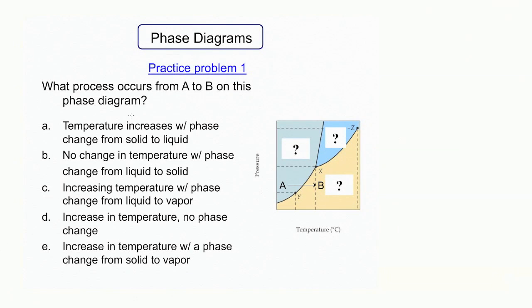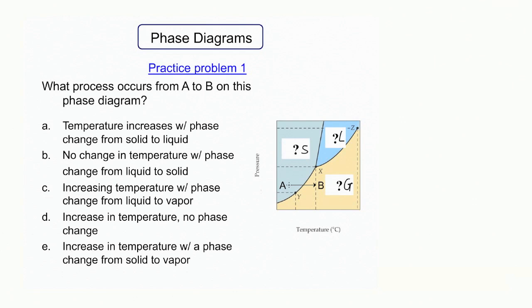Here's the question. What process occurs from A to B on this phase diagram? Now, let's take a look at this picture. I have 3 question marks for you. And I expect you to know which region is solid phase, which region is liquid phase, which region is gas phase. Apparently, based on what we learned in the previous 2 slides, we know that this area is solid phase, and this one is a liquid, and this one is a gas phase.